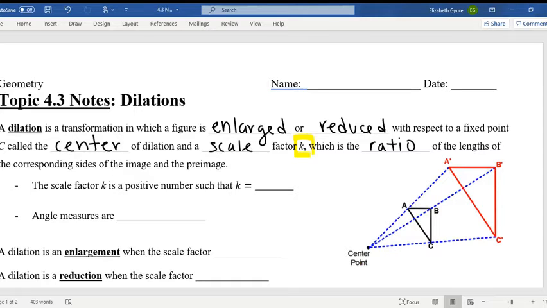Don't ask me why it's the letter K. I didn't make it up. That's just what they use for it. Probably has to do with Latin or something. Okay. Scale factor is represented by K.